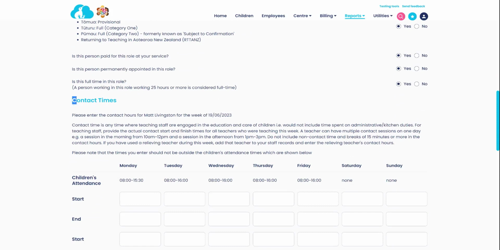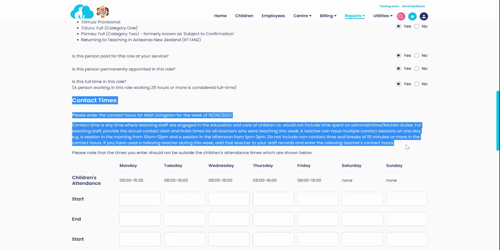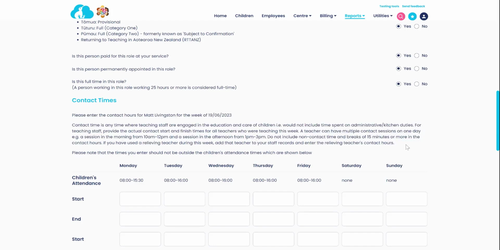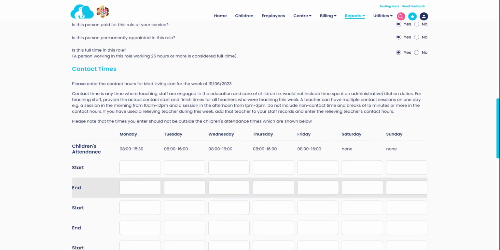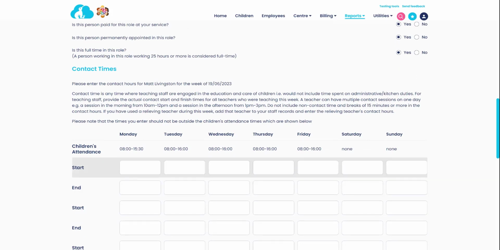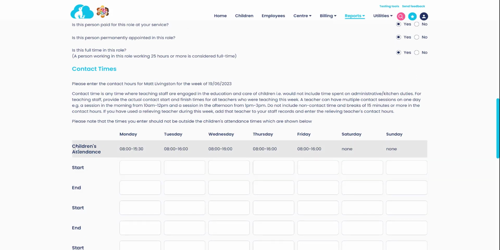Now we come down to the contact times. And again, this is really crucial to get correct and to understand. For the week of census, the ministry require contact times to be matching that of when the first child arrived at your service and when the last child left your service. You don't need to make changes in your staff timesheets. You can actually do it in the screen here.